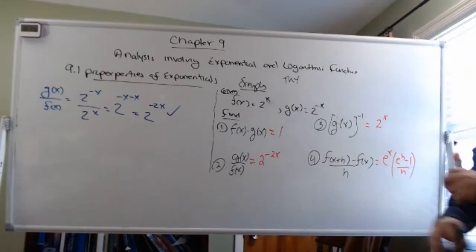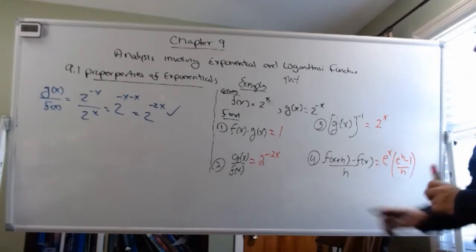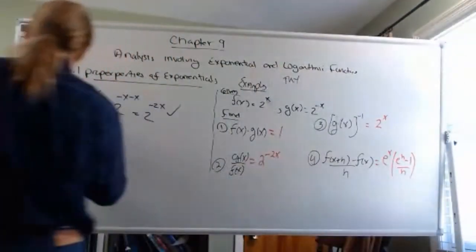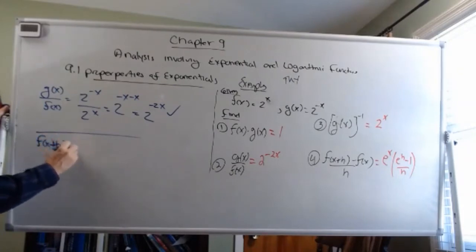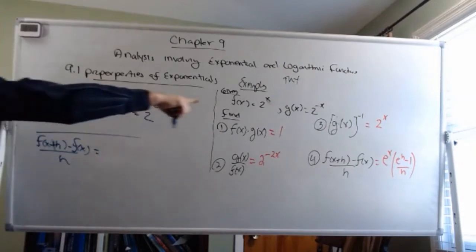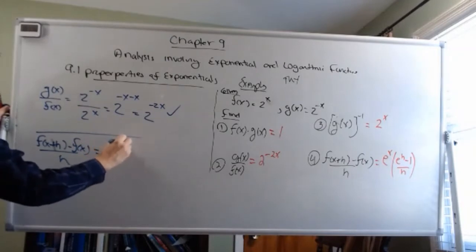How about 3? Anyone want to see problem 3? Because that's okay. What about problem 4? Anyone want to see how I got 4 that way? Okay, so let's plug it in over here. So what do I have? I want f of x plus h minus f of x over h. Okay. F of x plus h is 2 to the x plus h.